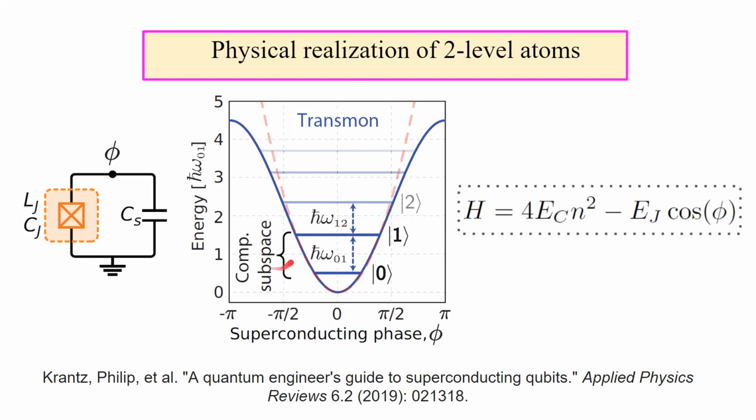So if I have a drive that is equal to omega 0,1, I'll be effectively operating between these two computational states, ket 0 and ket 1, and the transitions 1 to 2, 2 to 3 are neglected in that case. So this is how we don't have a precise two-level atom in nature, but we artificially simulate this kind of two-level atom using a non-linear LC circuit in the quantum environment.